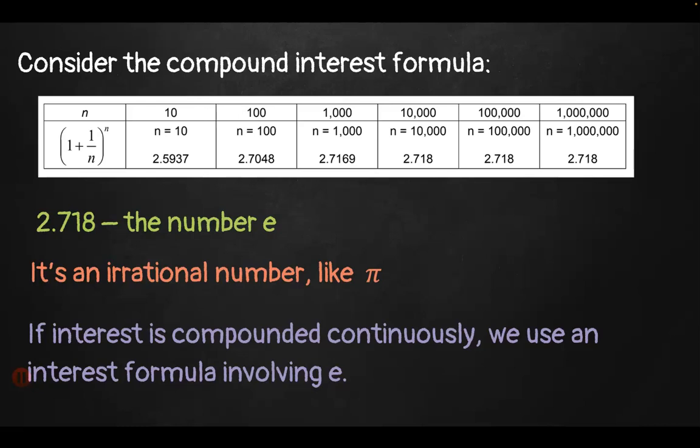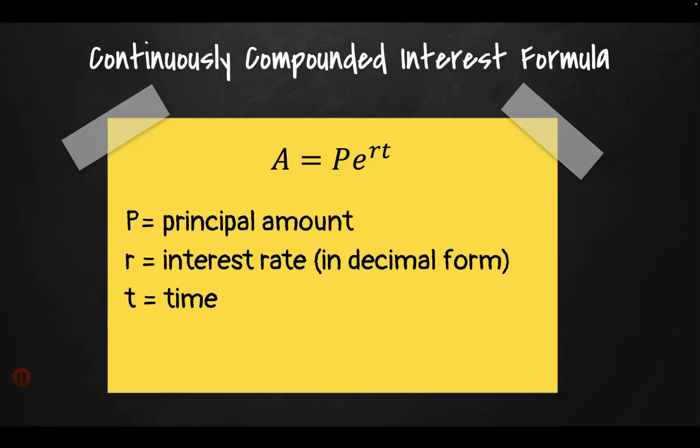Now, if interest gets compounded continuously, meaning that the value of n approaches infinity as it gets larger and larger, we actually use a different interest formula that involves this number e. And so these variables each represent something different. Our P represents our principal amount, or the starting amount, so whatever the amount that we invested. R is again that interest rate, so that's going to be in decimal form. T is always going to be our time. And the A is going to be the final amount, or that ending amount.